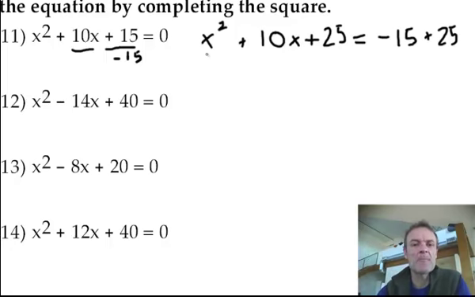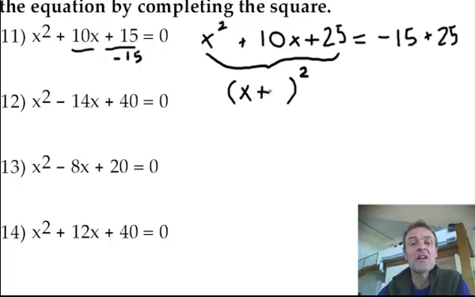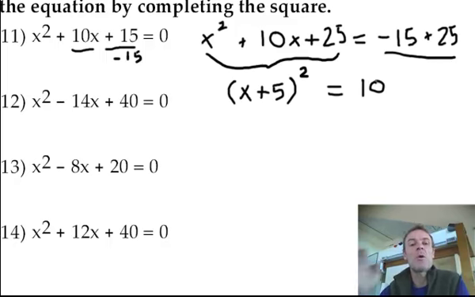Now, this bit here, this is the bit where we complete the square. Remember this? X squared plus 10x plus 25 as a single parenthesis all squared is just x plus, keep the sign, half the 10, 5. So I've just halved that middle term. Half of 10 is 5, plus, because it's got the plus before it. Over here, this will equal, what's negative 15 plus 25? That's 10.